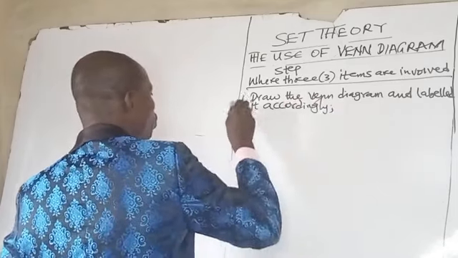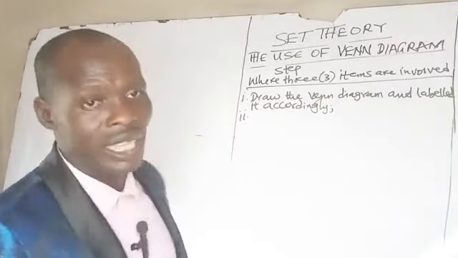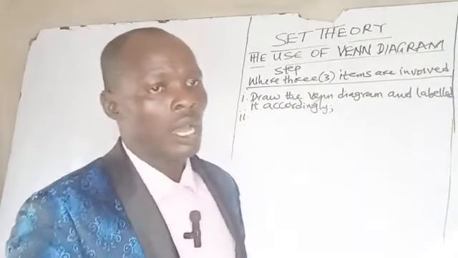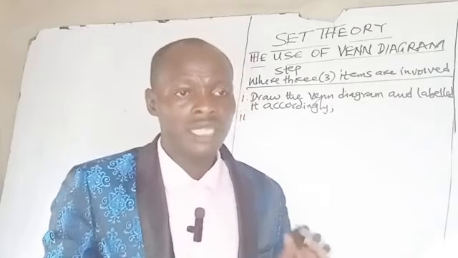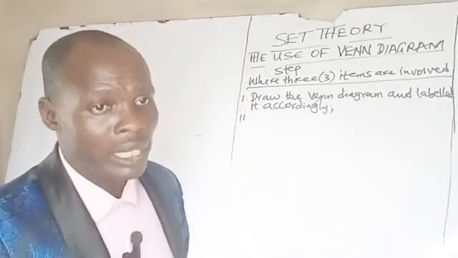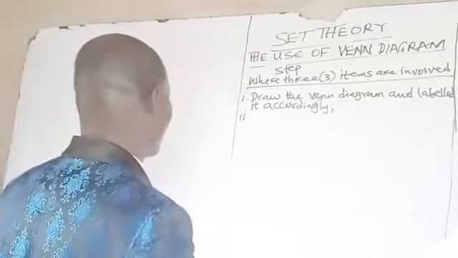Step number 2. Insert the figure at the point of intersection of the three items, and where this is not given, represented by letter X.